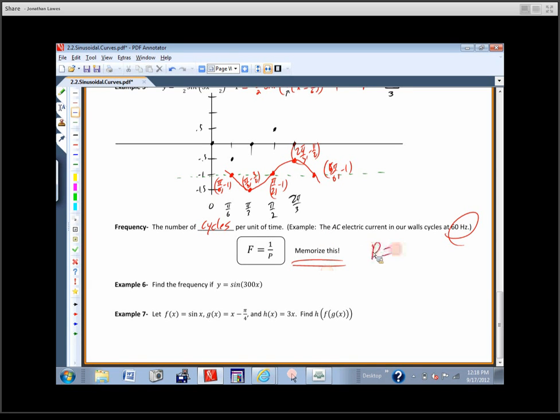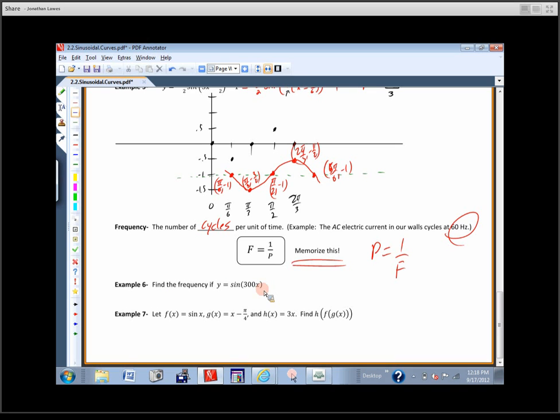Well, what that means is the period is also 1 over the frequency. In other words, these two are reciprocals of each other. So if you know the frequency, flip it over, you've got the period. If you know the period, flip it over, you've got the frequency. Okay, so it says find the frequency of this right here.